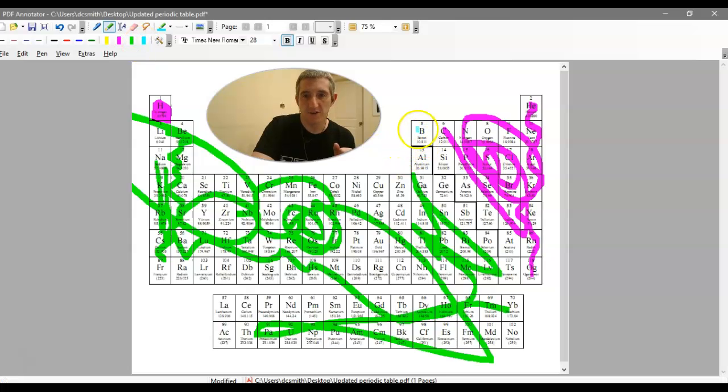Typically the metalloid does more non-metal things. Aluminum's a metal, that's what caught me. So aluminum does metal things. The rest of them, being a metalloid, have kind of a blend of both properties. And so let me pull those through.